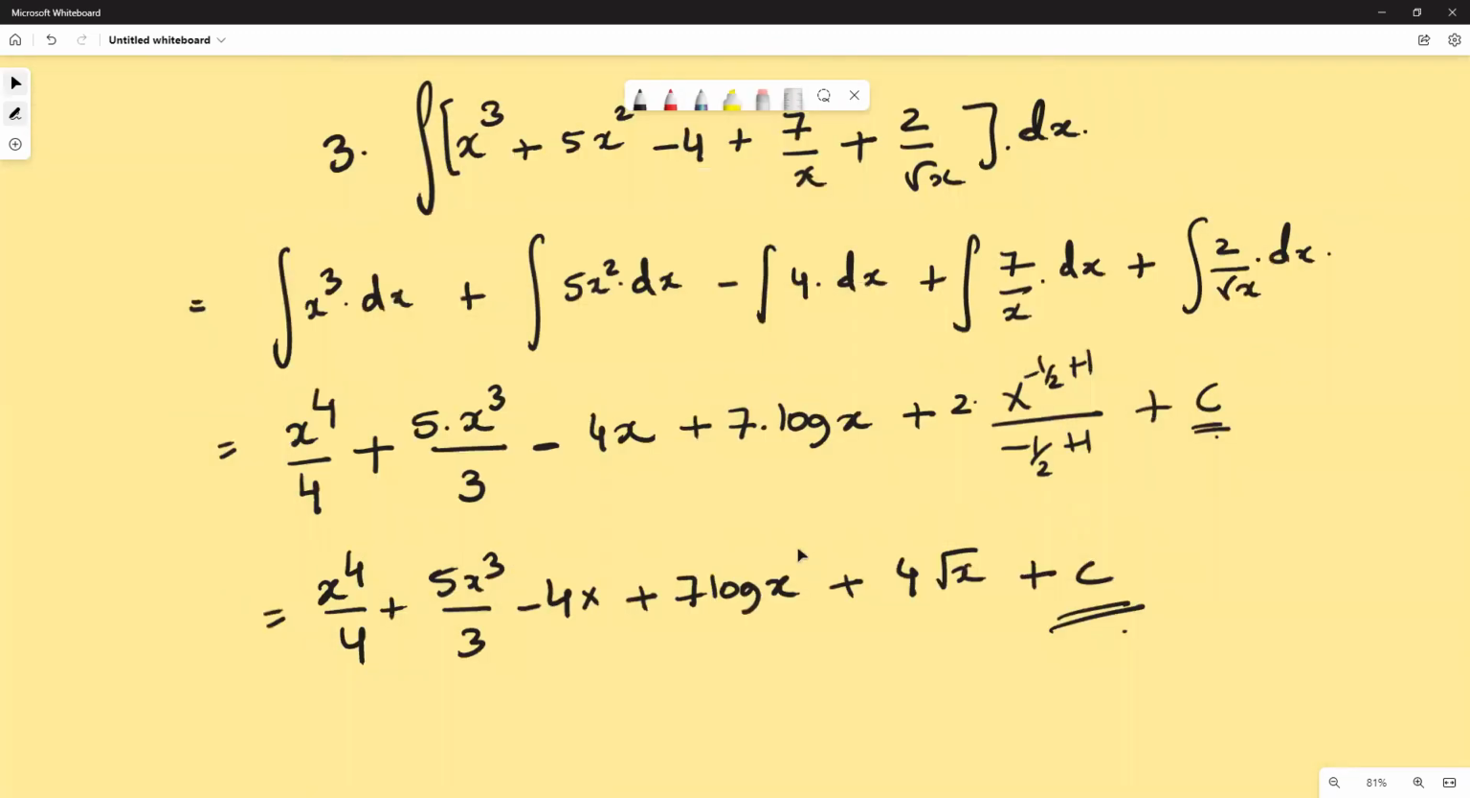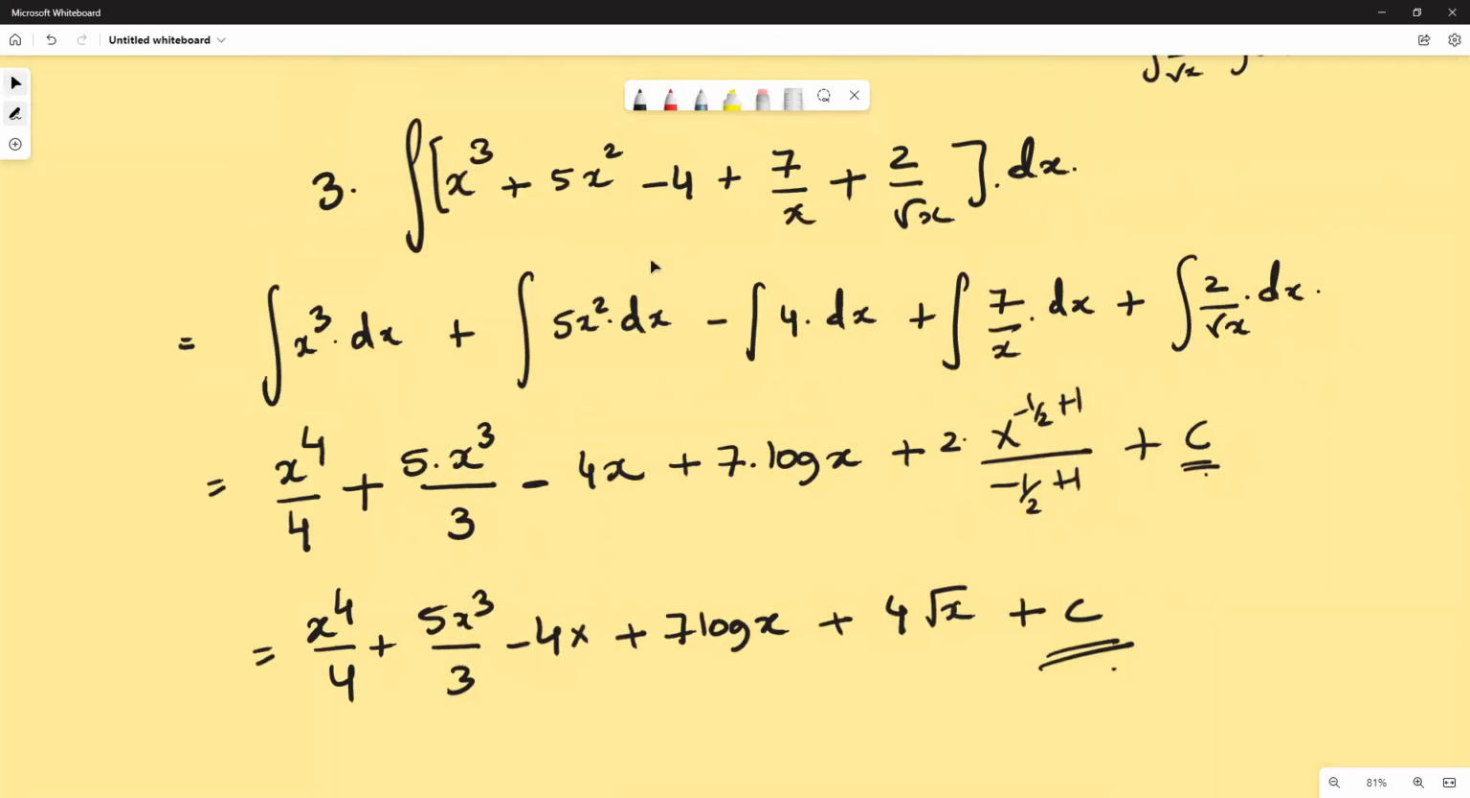Now, if you see, we have just solved a very huge function using integration. We have just considered separate entities. The terms are separated and then we have integrated them. So there is no rocket science here. It's a simple way to solve.